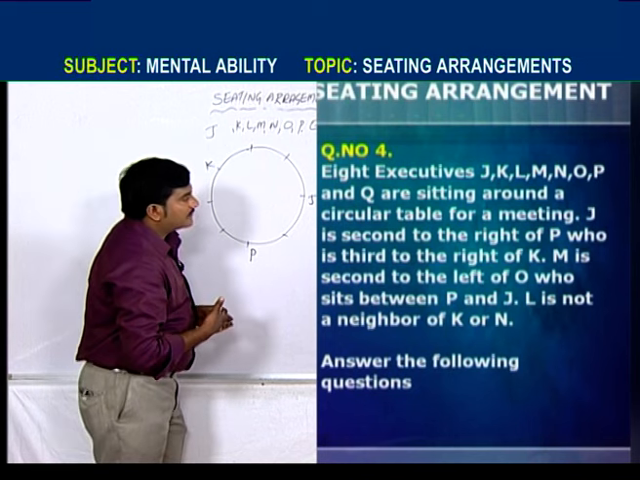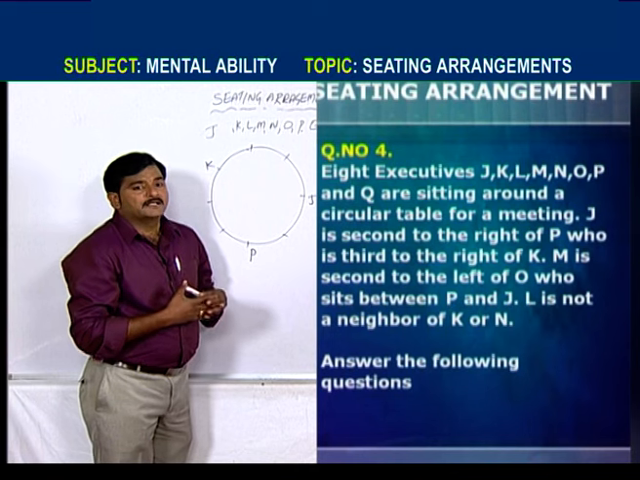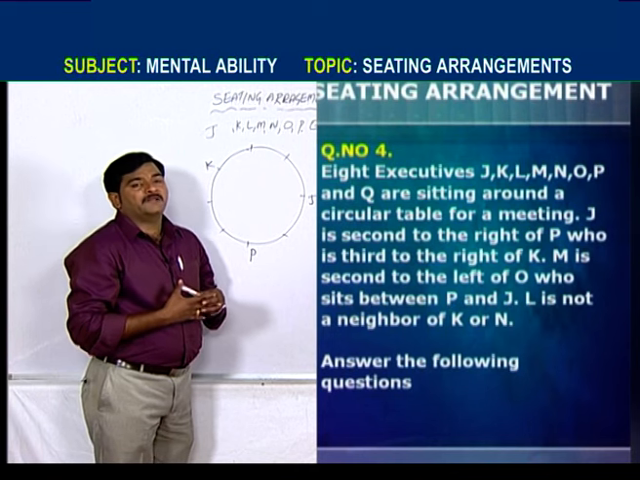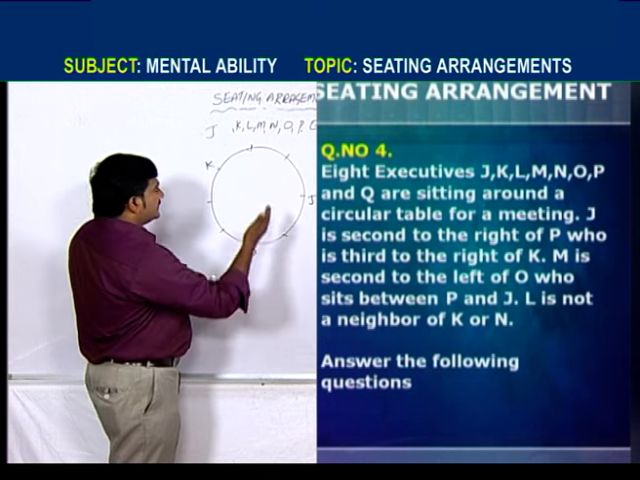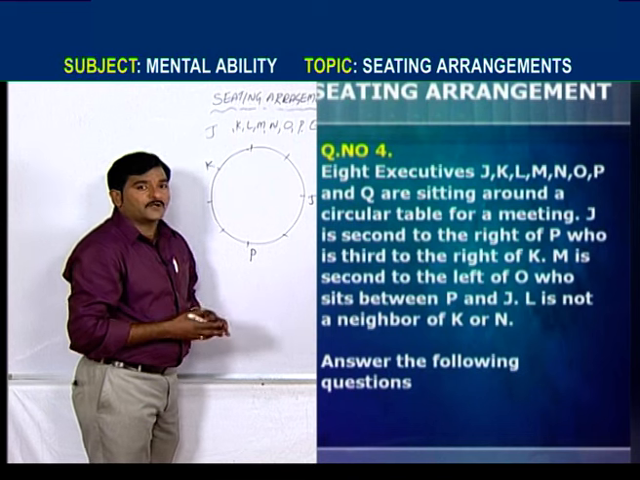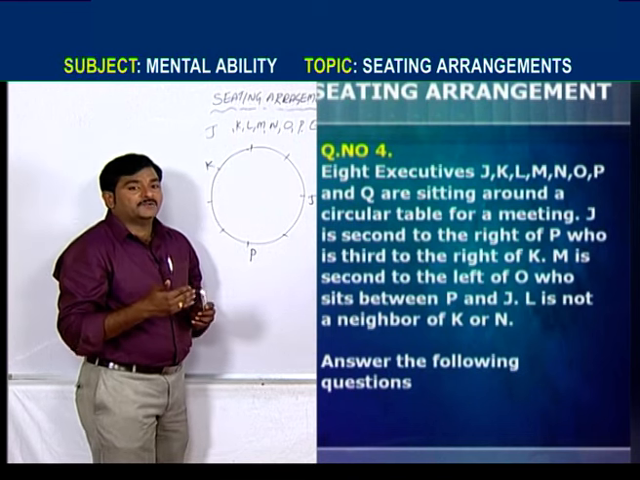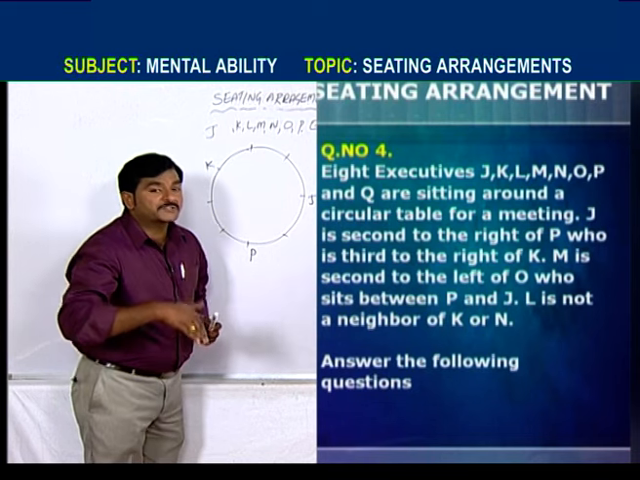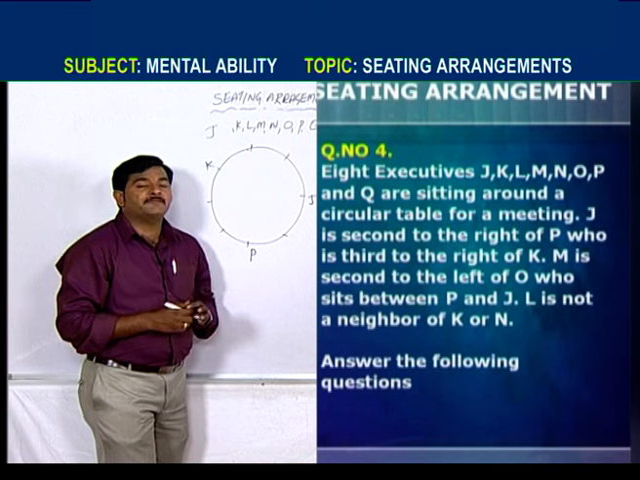Next condition, what is given? It is very clear. M is second to the left of O. Is there any arrangement of M and O? We don't know about M and O. But what he mentioned here? M is second to the left of O. Who sits between P and J? Yes, it is a very nice concept. Who sits between P and J?